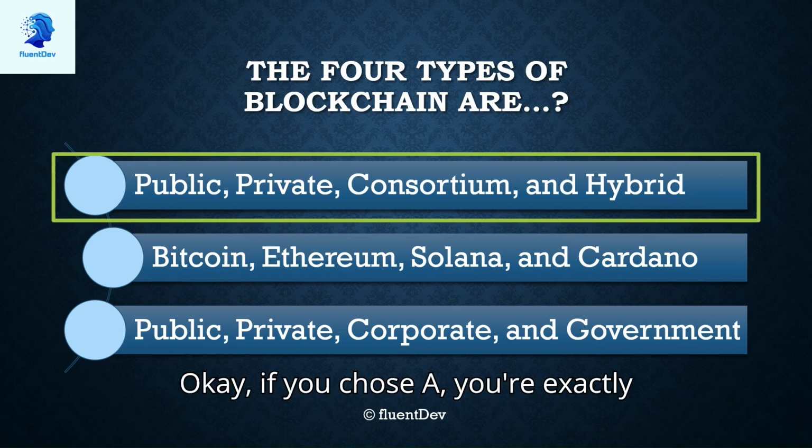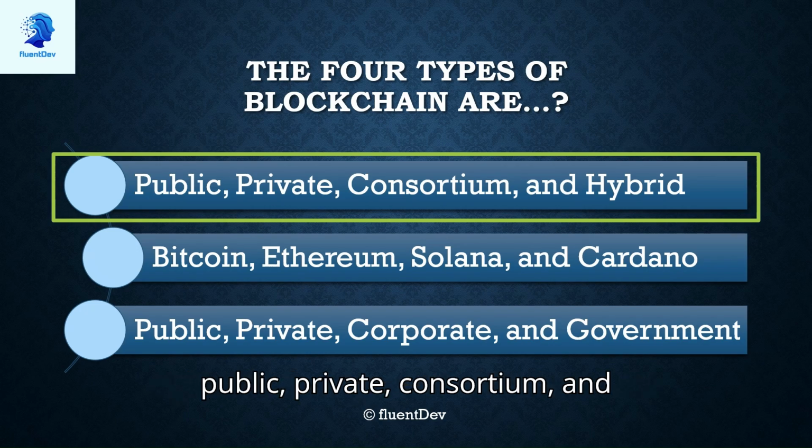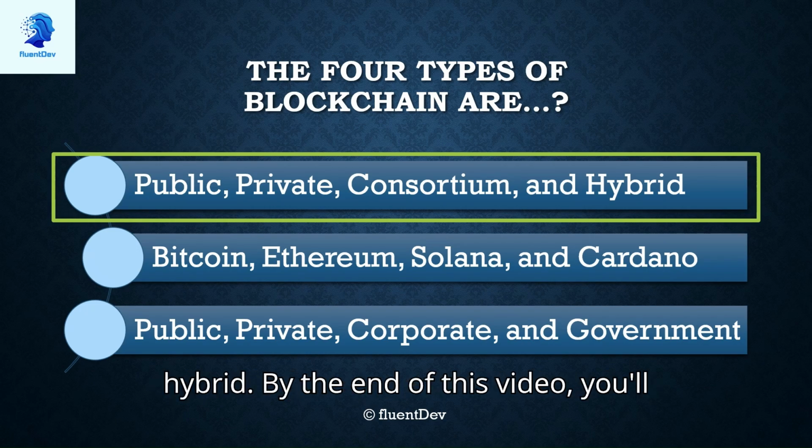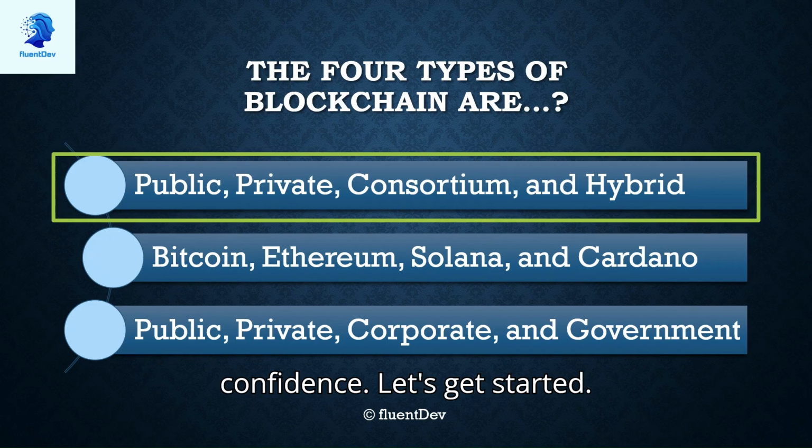Okay, if you chose A, you're exactly right. The four types of blockchains are public, private, consortium, and hybrid. By the end of this video, you'll be able to answer that question with more confidence. Let's get started.